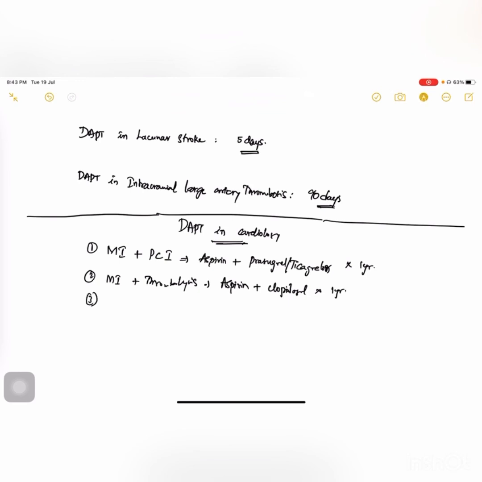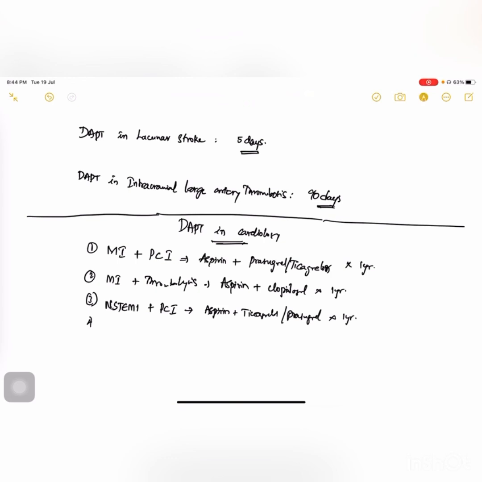The third scenario is the patient has NSTEMI, that is non-ST segment elevation MI, and this patient has undergone percutaneous coronary intervention, that is PCI. For this patient, we have to give aspirin plus ticagrelor or prasugrel for 1 year duration.